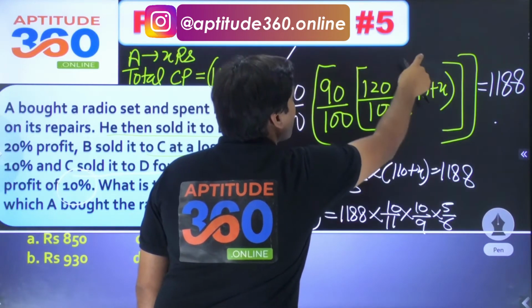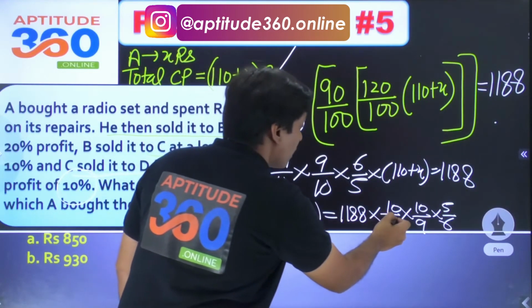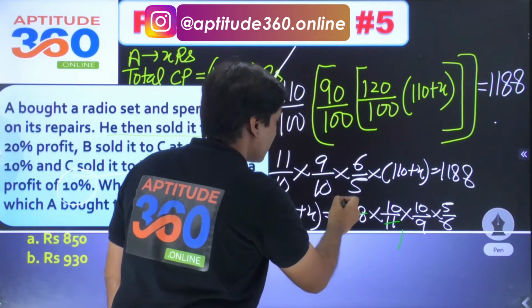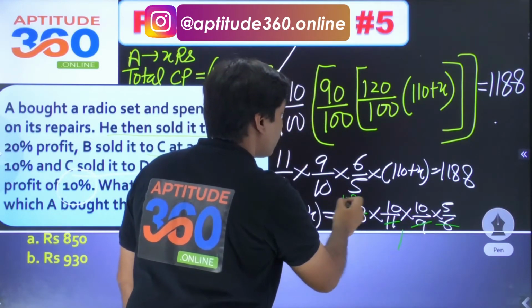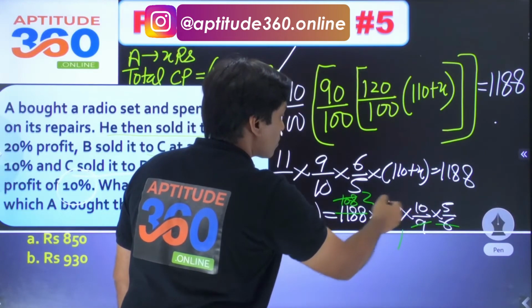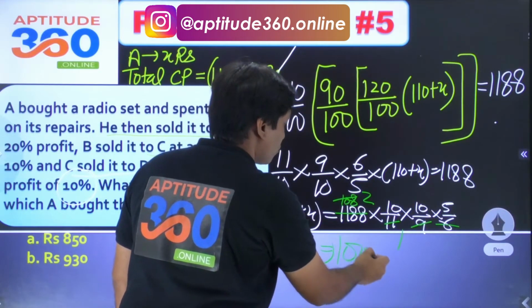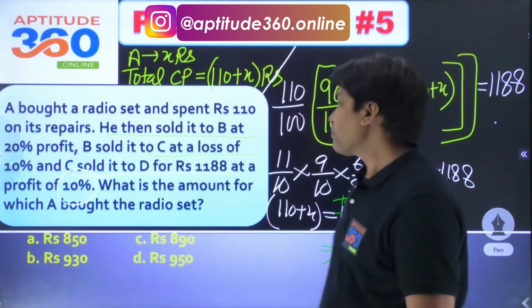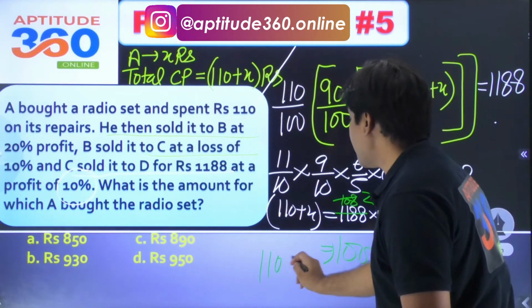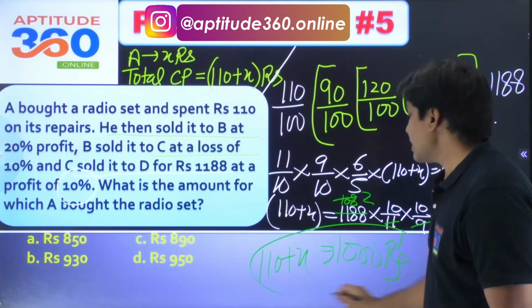So this one is what? 1108, and then 9654. This is 2. So this is going to be 1000 rupees. This is going to be 1000 rupees. So 110 plus x comes out as 1000 rupees.